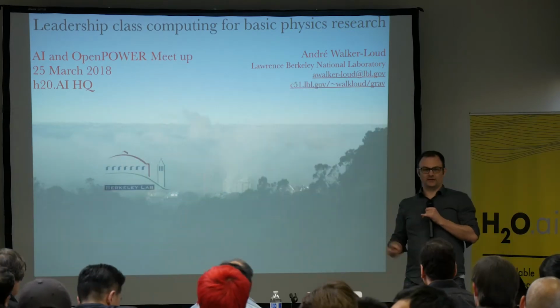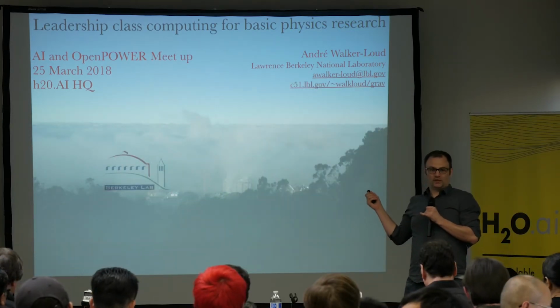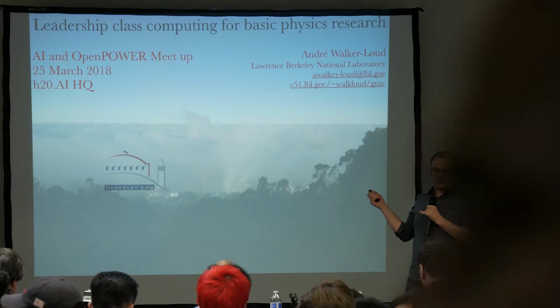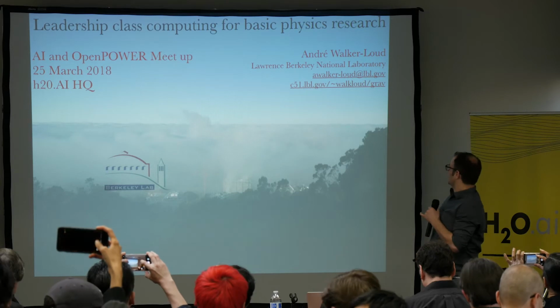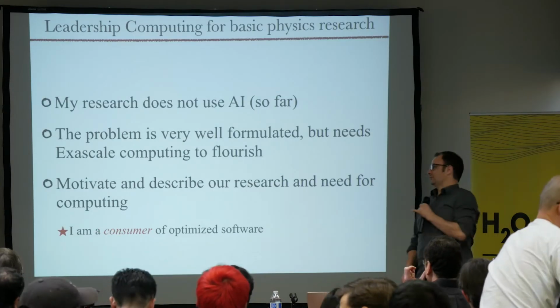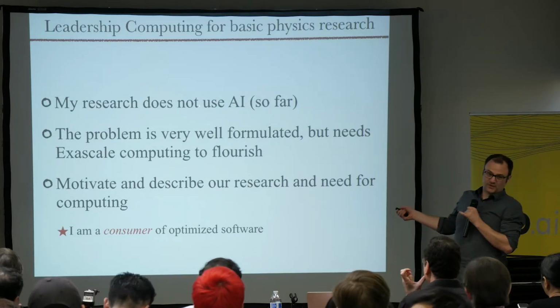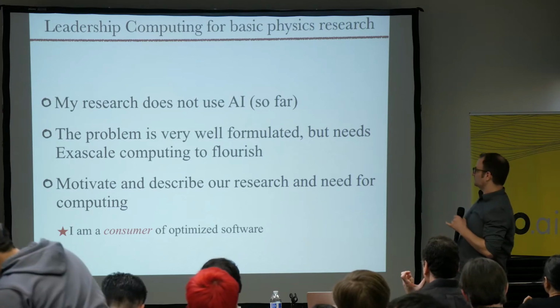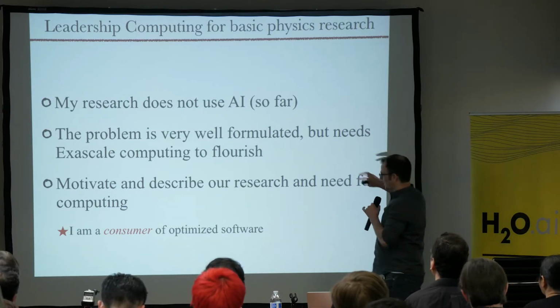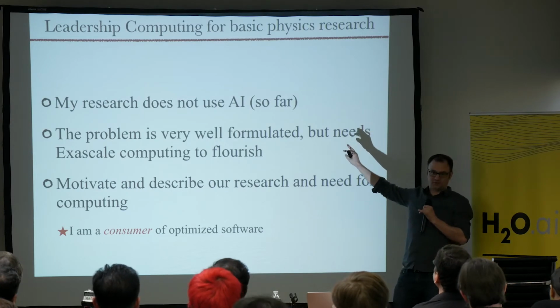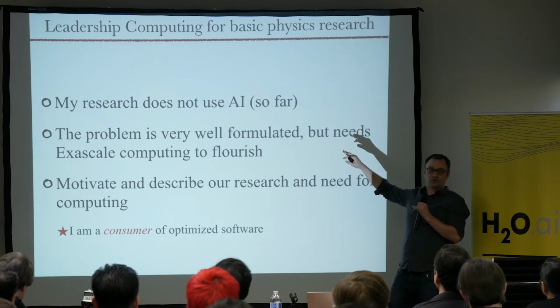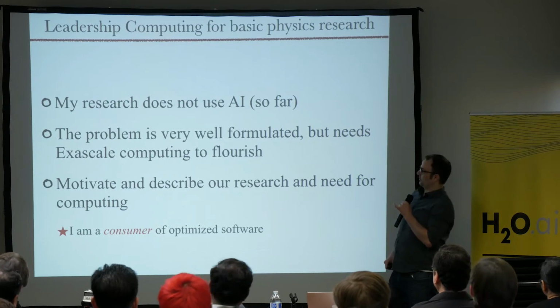So I'm a scientist at Lawrence Berkeley Lab. So already big computers are actually helping at least some aspects of the government work more efficiently. Okay. I use giant computers, but so far I do not use AI. That's because our problem is incredibly well formulated. It's just challenging to do. So of course we'd like to learn how to introduce AI into our problem.